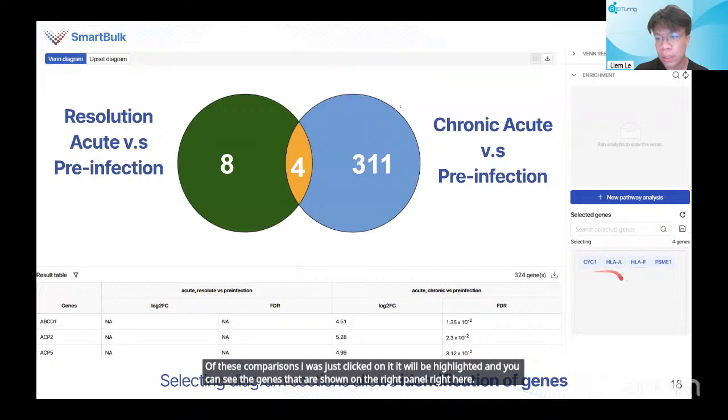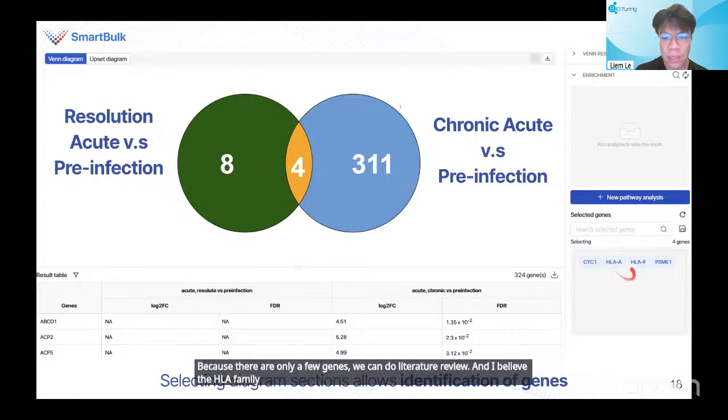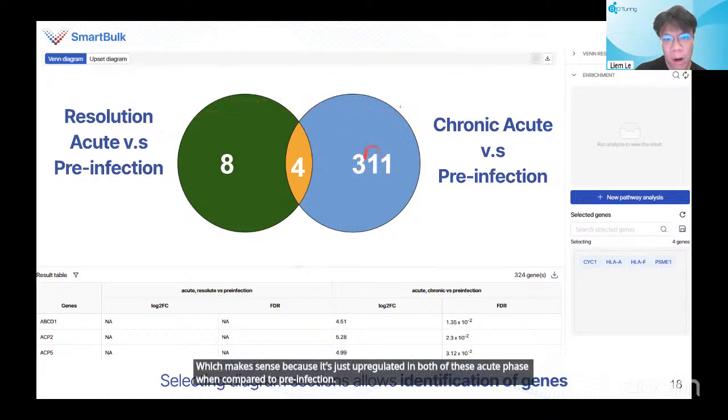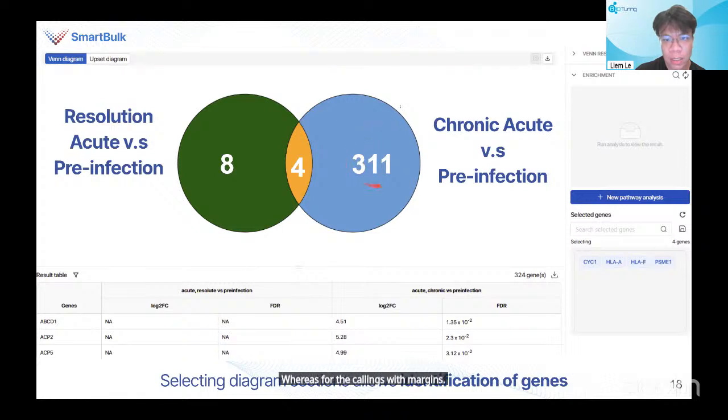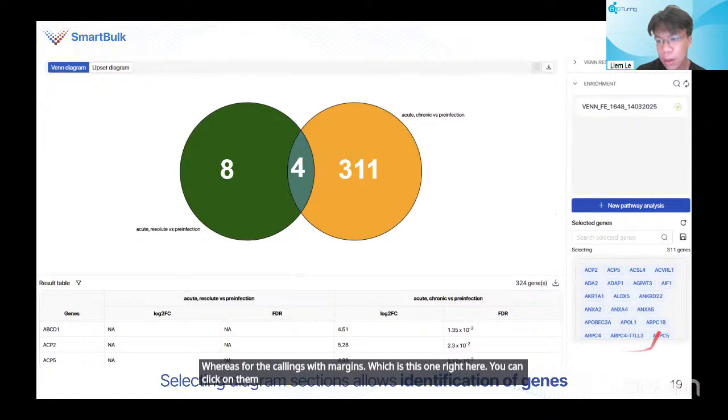Because there are only a few genes, we can do a literature review, and I believe the HLA family genes here have been identified as antigen presenting genes, which makes sense because they are upregulated in both of these acute phases when compared to pre-infection. Whereas for the quadrants with more genes, like this one right here, you can click on them and they will show the whole 311 genes, which allows you to do pathway analysis, which calls for a sufficient number of genes.